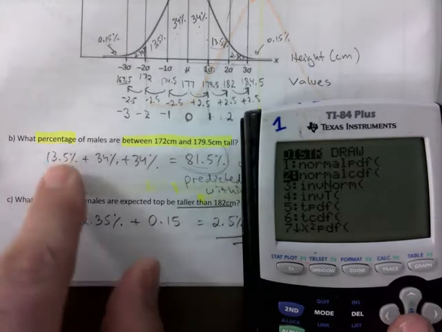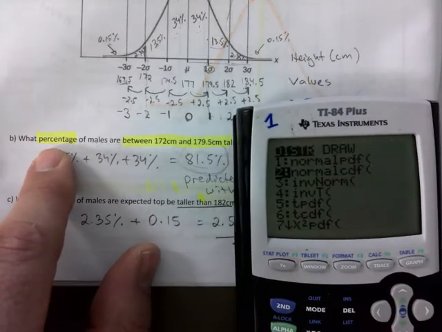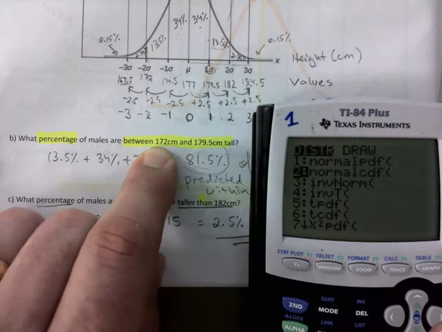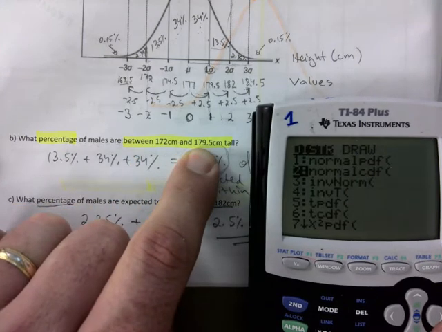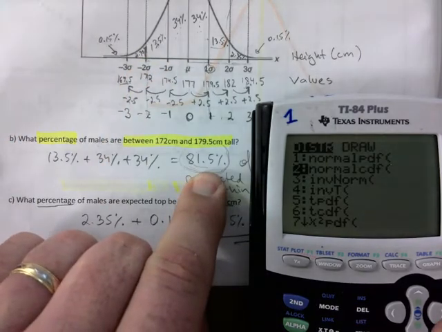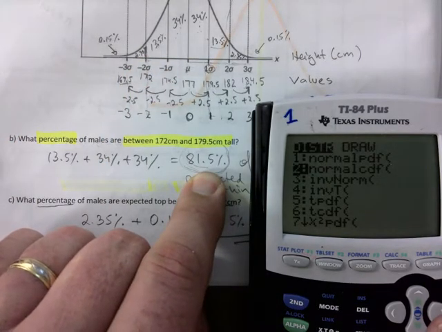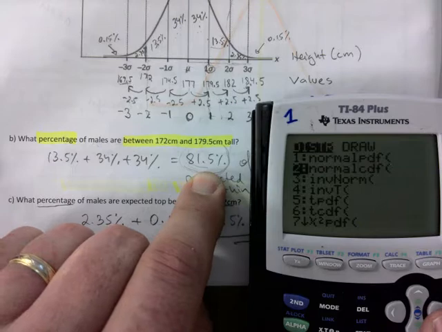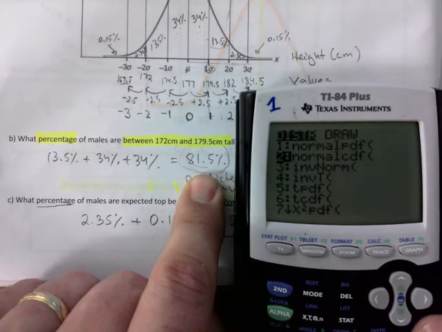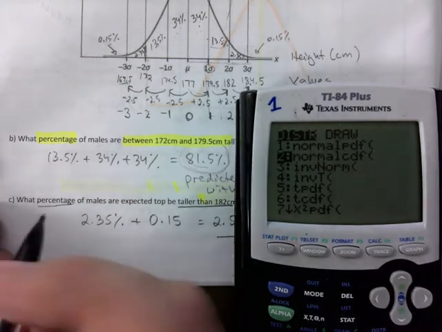So let's say you want to know the percentage of males between 172 and 179.5 centimeters. We used our graph to answer that, right? 81.5. And I hate to tell you, it's a bit of a lie. This is a bit of an estimation. So how can we know exactly? We're going to do this on the side.